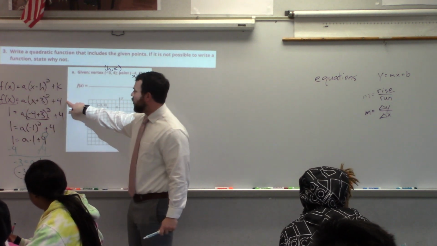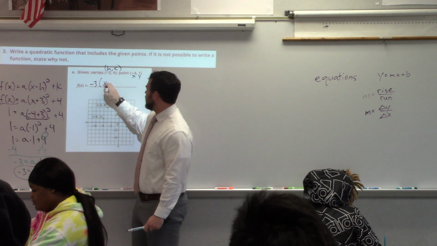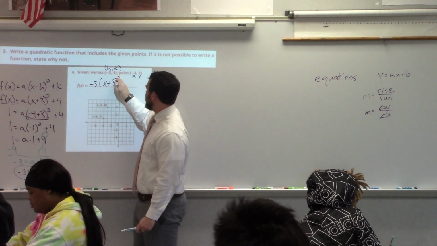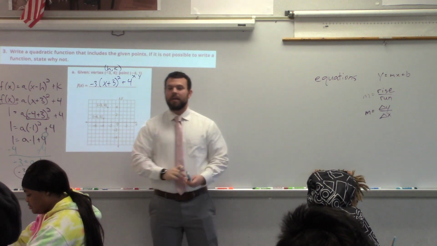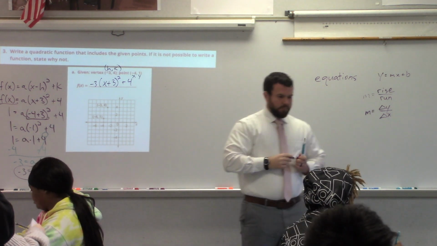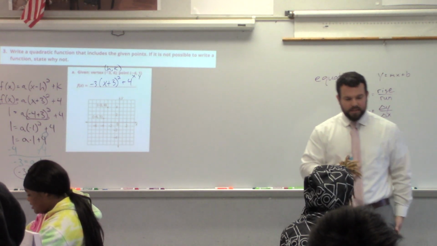Now I have that equation. A is -3. -3 parentheses x plus 3 squared plus 4. Done. I was getting in the right direction. We'll get more practice with this moving forward. Hopefully this makes a little bit of sense.